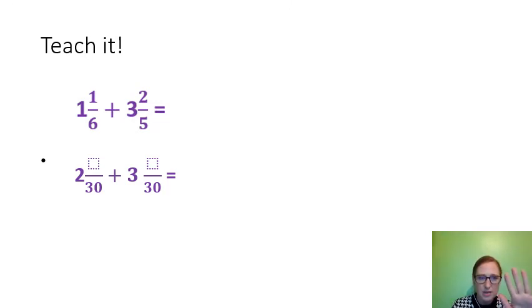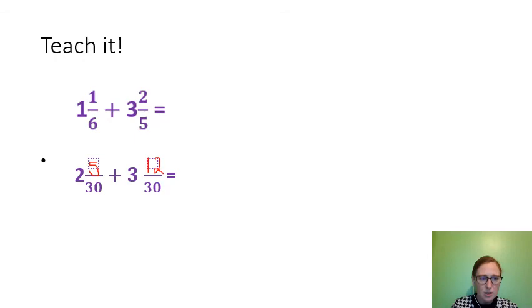Times it by 5, so I need to times the 1 by 5. 1 times 5 is 5. Next up, 5 times table here. 5, 10, 15, 20, 25, 30, multiplied by 6. So I need to do 2 times 6. 2 times 6 is 12.